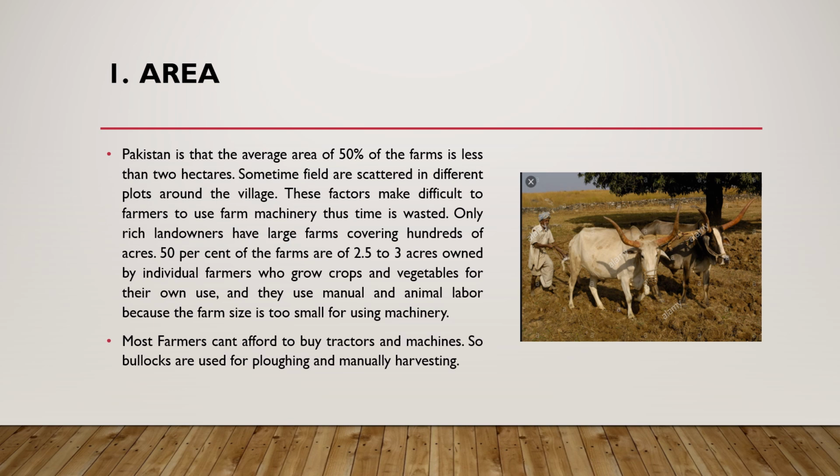These individual farmers grow crops and vegetables for their own use, and they can't afford technologies like tractors. So in that case, they use bulls for ploughing, and they do harvesting by hand.